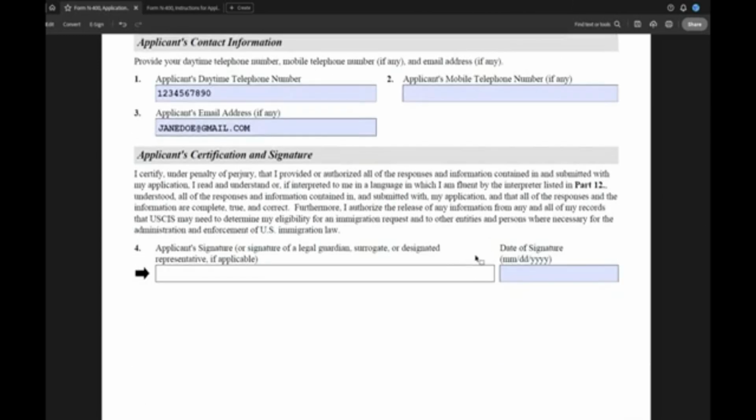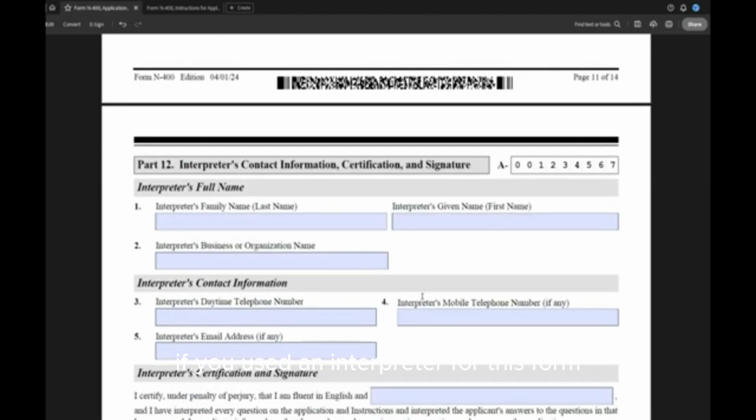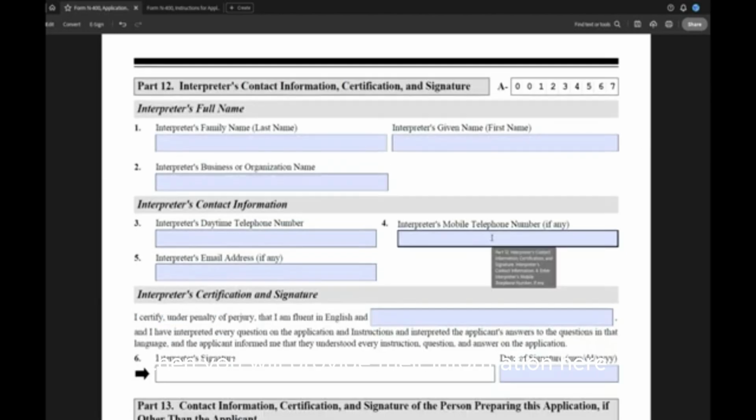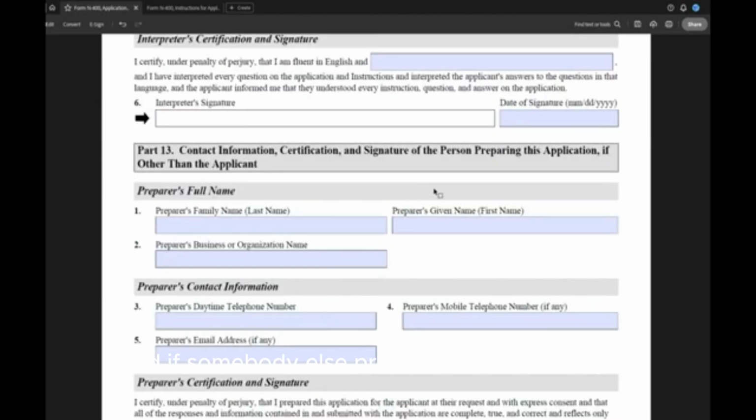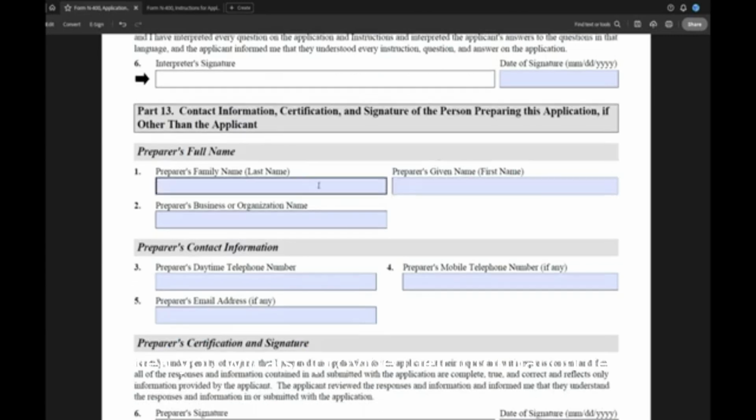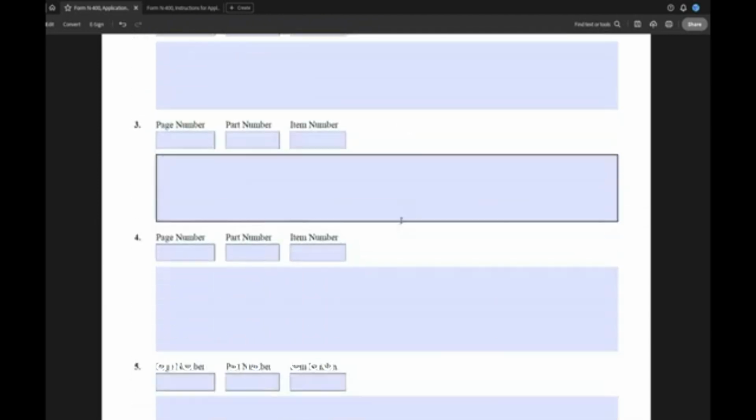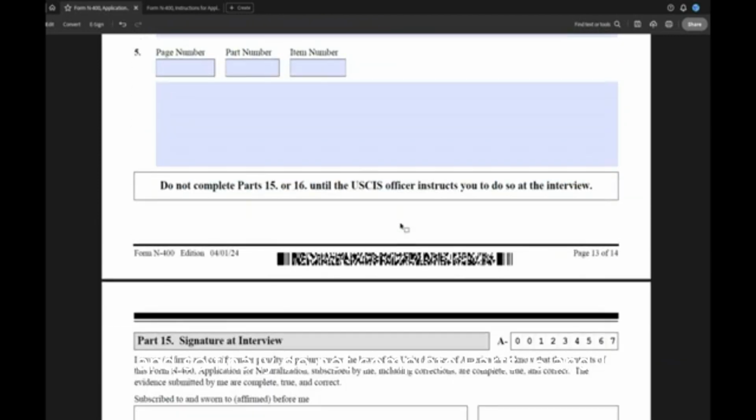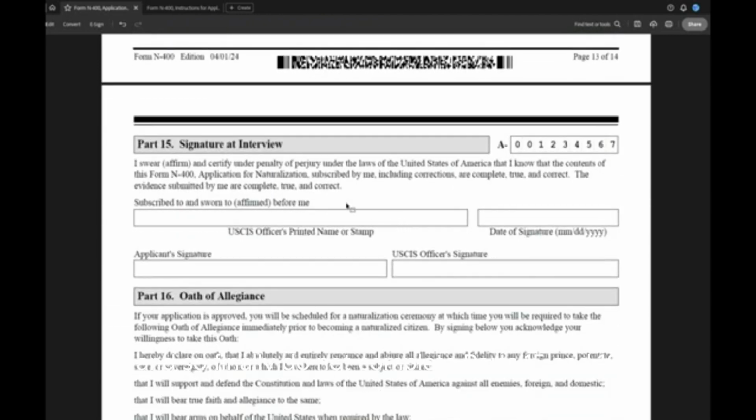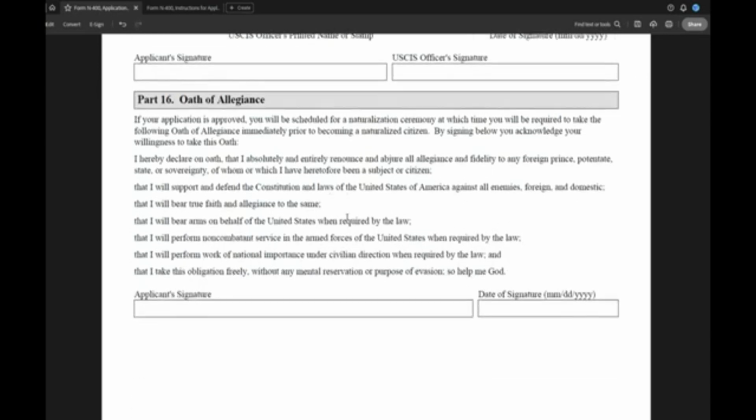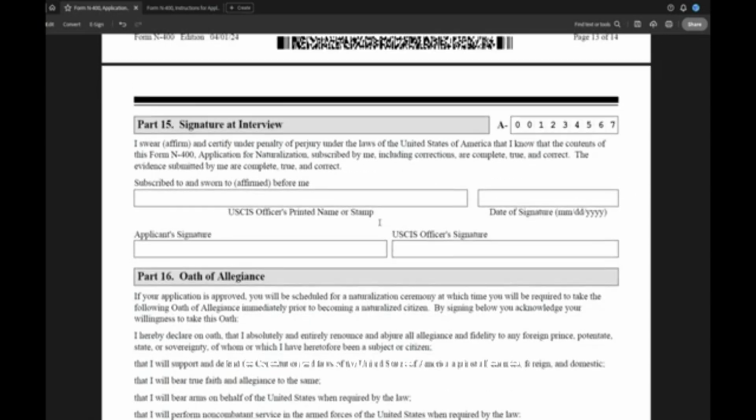And once you fill this out, you're going to print out this form and sign it here using a black pen. If you used an interpreter for this form, then you will provide their information here. And if somebody else prepared this form for you, then you will also provide their information here. And this is the additional information page. And so finally, do not complete parts 15 and 16. These parts will be completed at your naturalization interview.